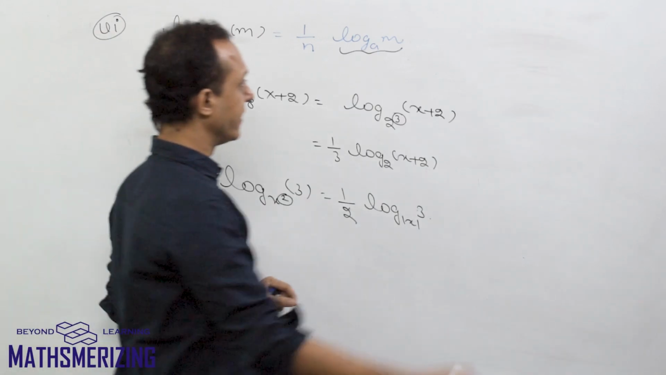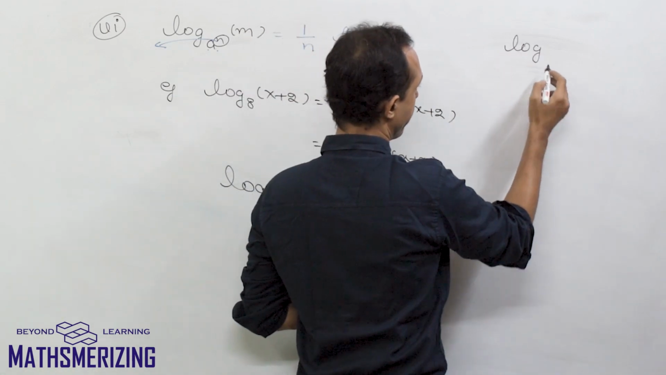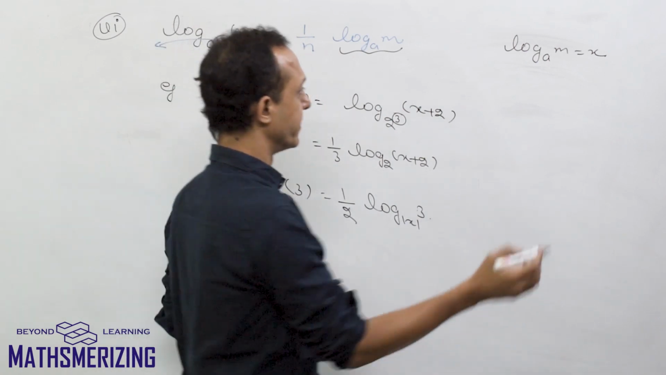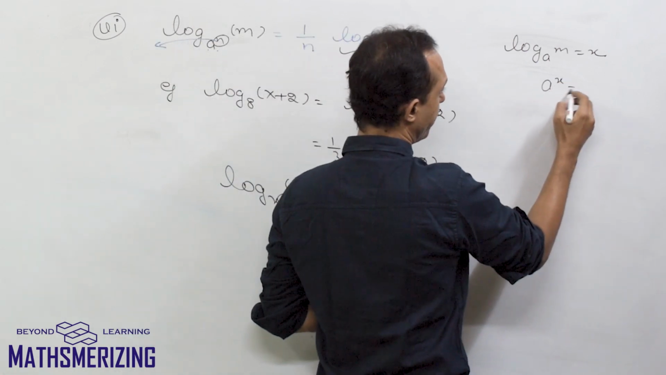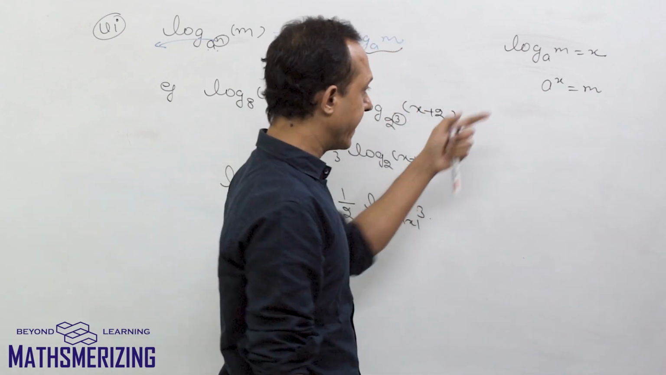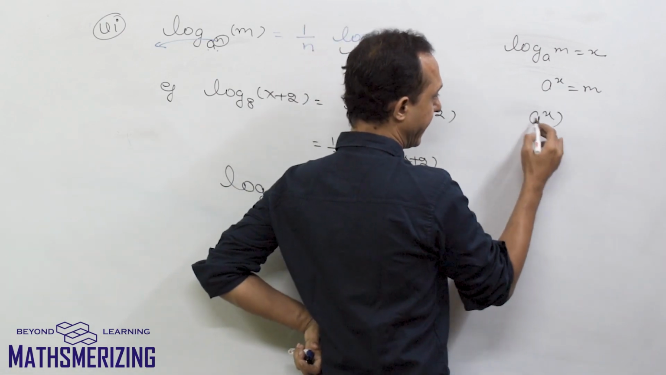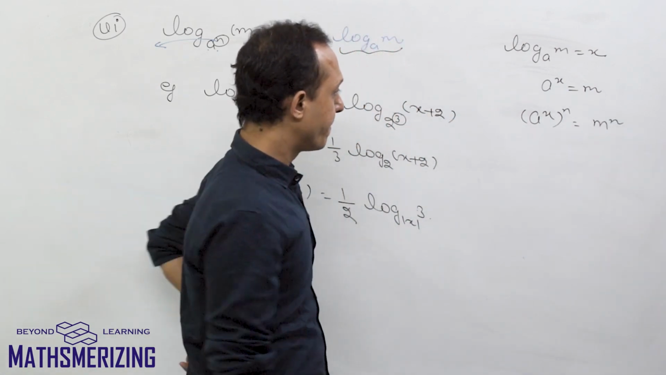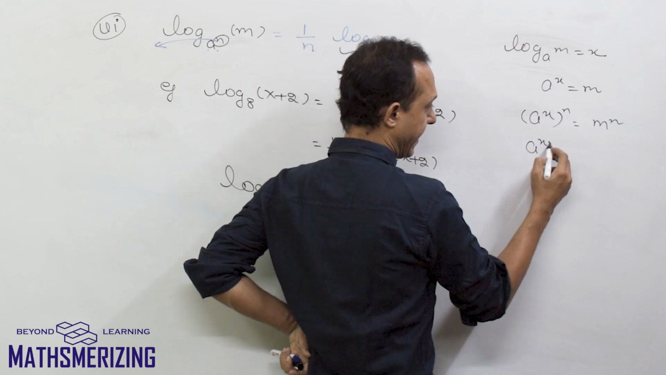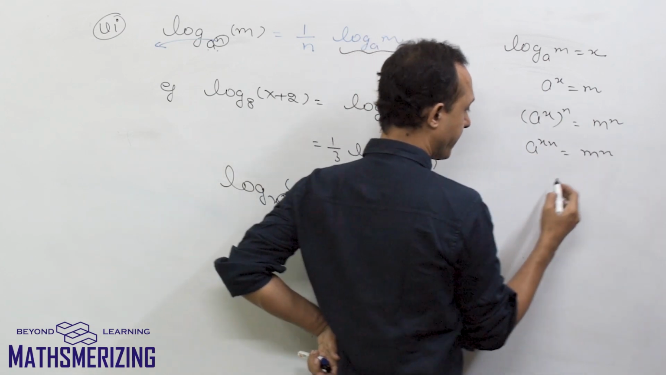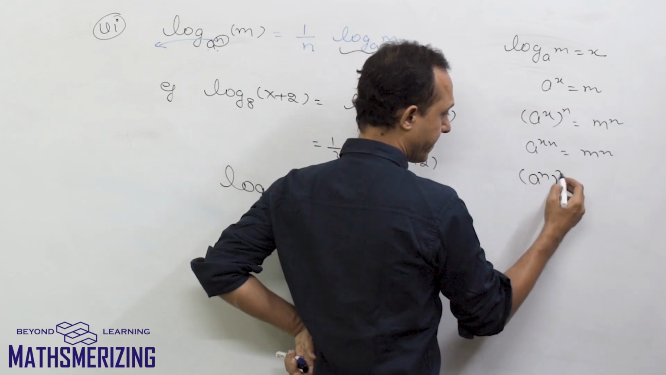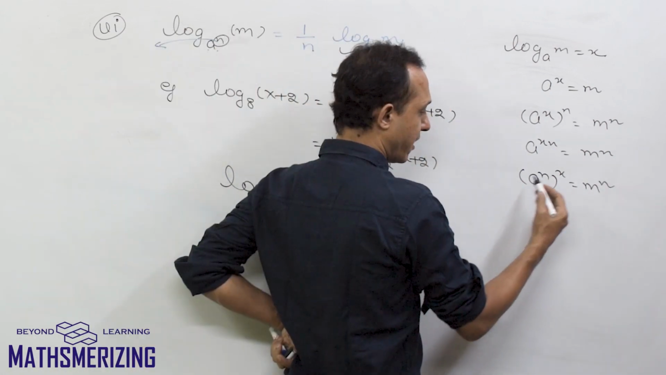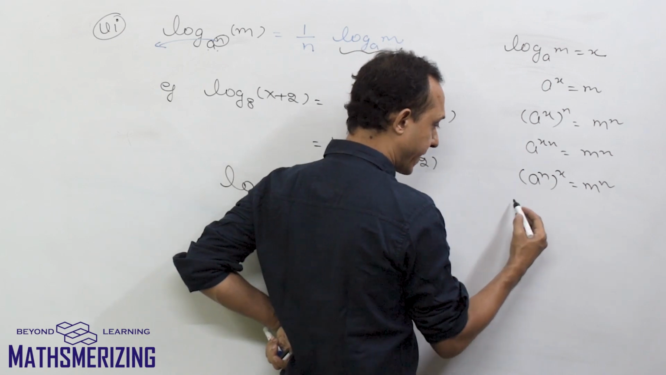So again, what I'll do is write log m base a as x, so that is a to the power x is equal to m. Now I will take the nth power. I can write (a^x)^n is equal to m to the power n, or a to the power n into x is equal to m to the power n.